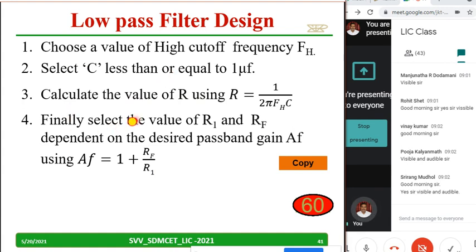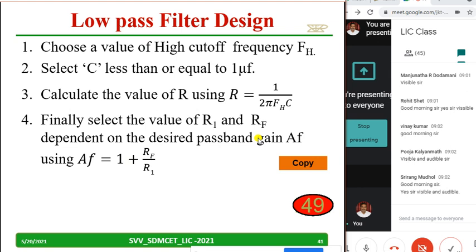And finally, select the value of R1 and RF depending on the desired passband gain. All of us know, as it is a non-inverting amplifier, gain is given by 1 plus RF by R1. Take a few seconds, just glance once. If it is there in your notebook, go through once.